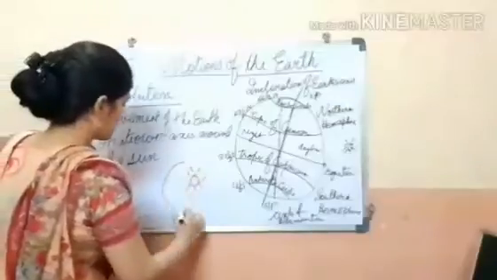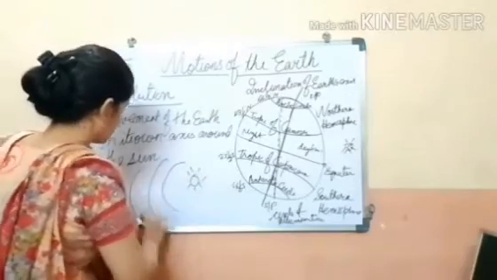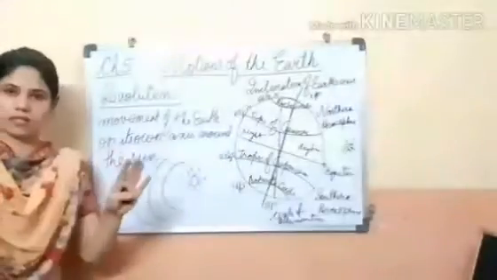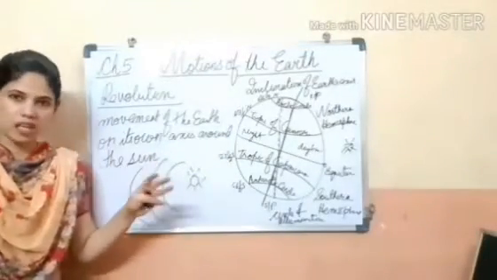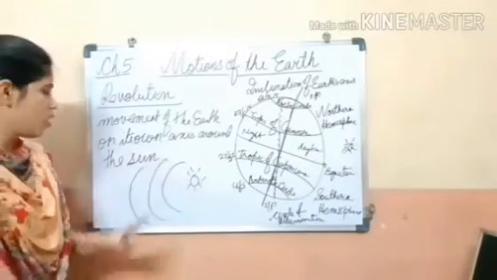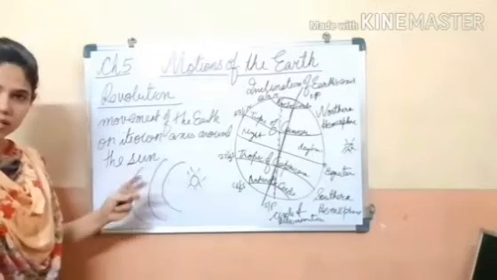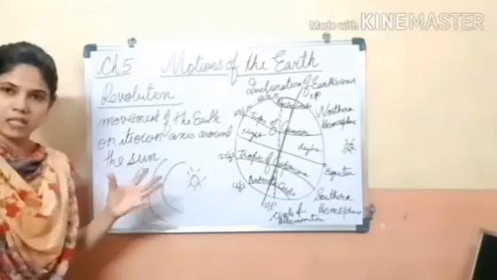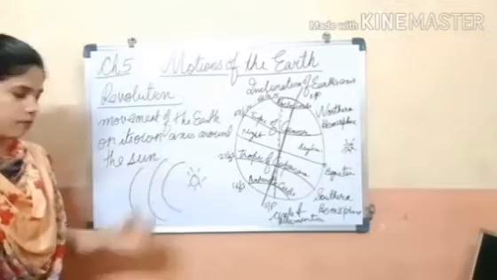and different planets are there, these are the orbits, a fixed path on which they revolve around the sun. The sun is always fixed, the sun never moves from its place. The planets move around the sun. Earth, having its own axis, does movement twice. One is rotation and second is revolution.